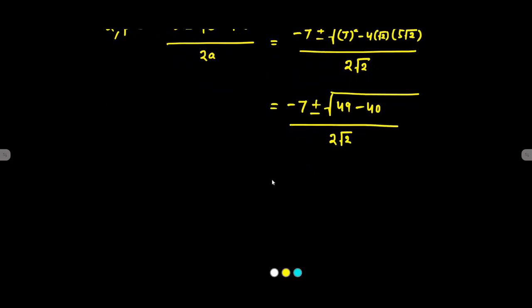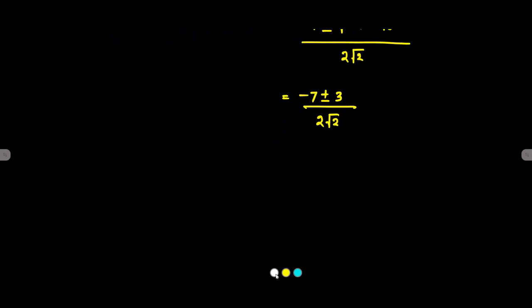So this is equal to minus 7 plus minus root over of 9. 49 minus 40 will be equal to 9. Root over of 9 is equal to 3. So directly I am writing minus 7 plus minus 3 by 2 root 2. So here there will be two values: one is minus 7 minus 3 by 2 root 2 and the other is minus 7 plus 3 by 2 root 2.